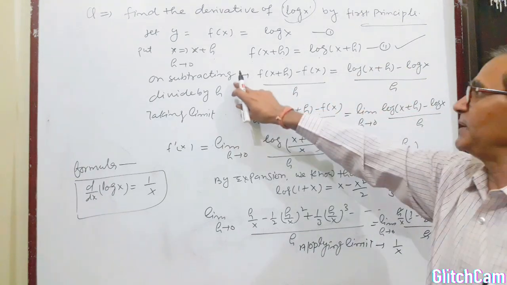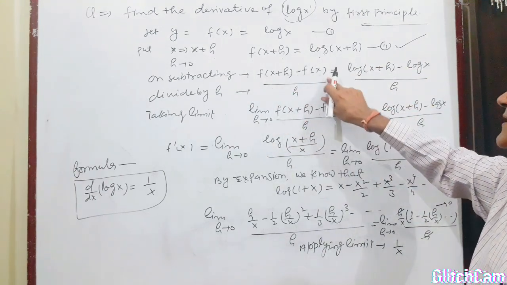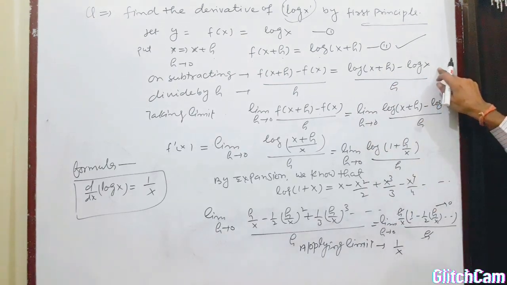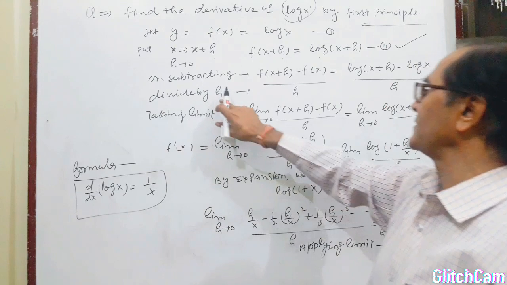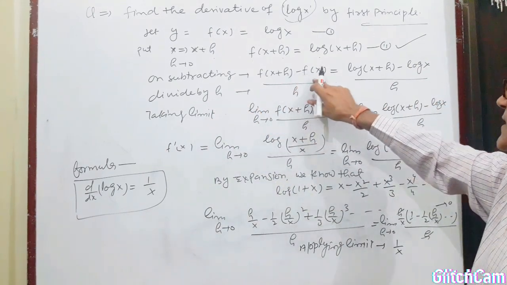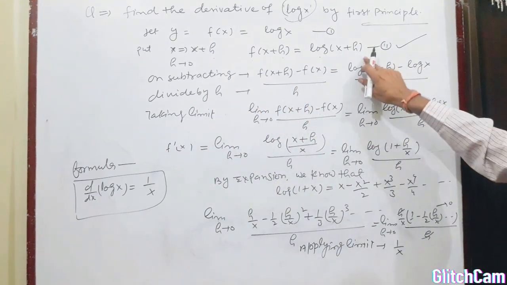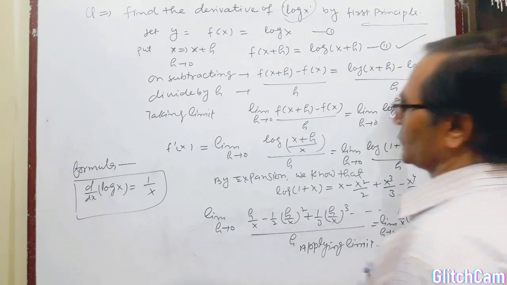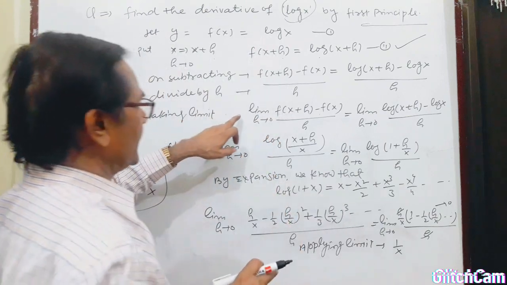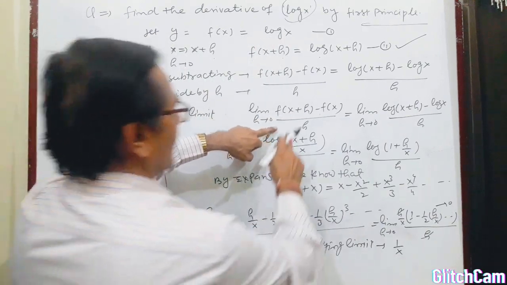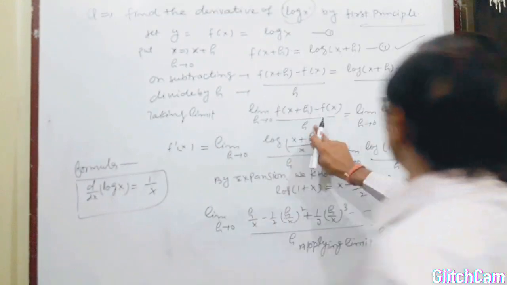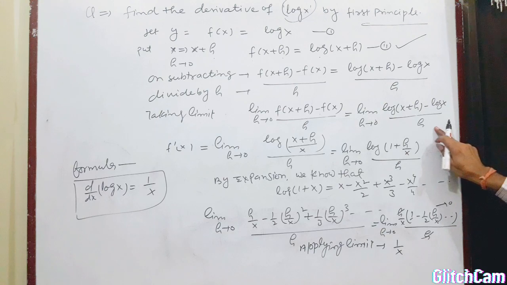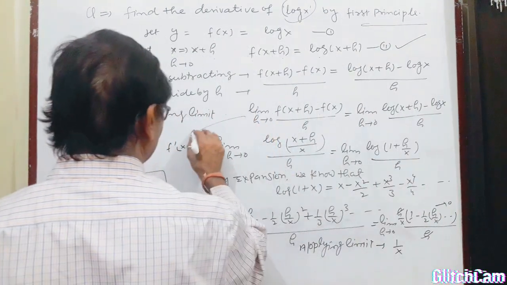By subtracting them, we get f(x plus h) minus f(x) equals log(x plus h) minus log x. It is the third step. By dividing by h, f(x plus h) minus f(x) upon h equals log(x plus h) minus log x upon h. It is the fourth step. Taking the limit as h tends to 0, f(x plus h) minus f(x) upon h equals the limit of log(x plus h) minus log x upon h. It is also known as f dash x.